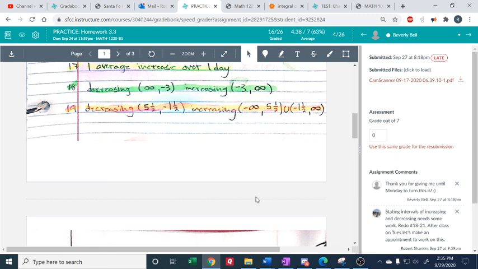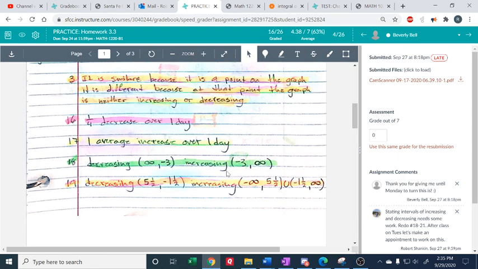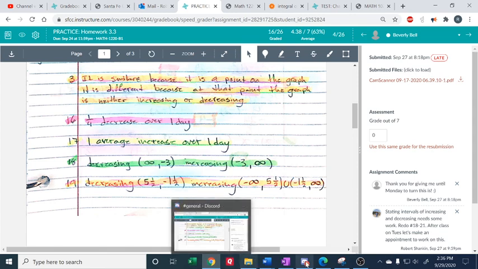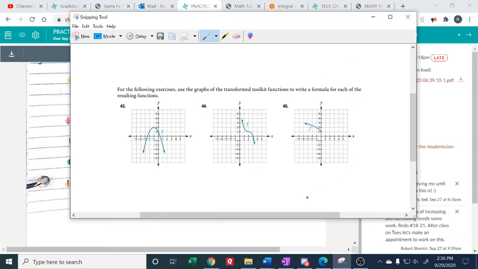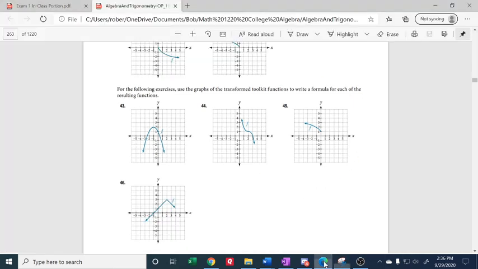Okay, so this one, 3.3, this is the one I really wanted to look at with you, with these intervals. Finding the intervals where it's increasing and decreasing. And so let's go over here. 3.3, let me find that page in my book. 224.